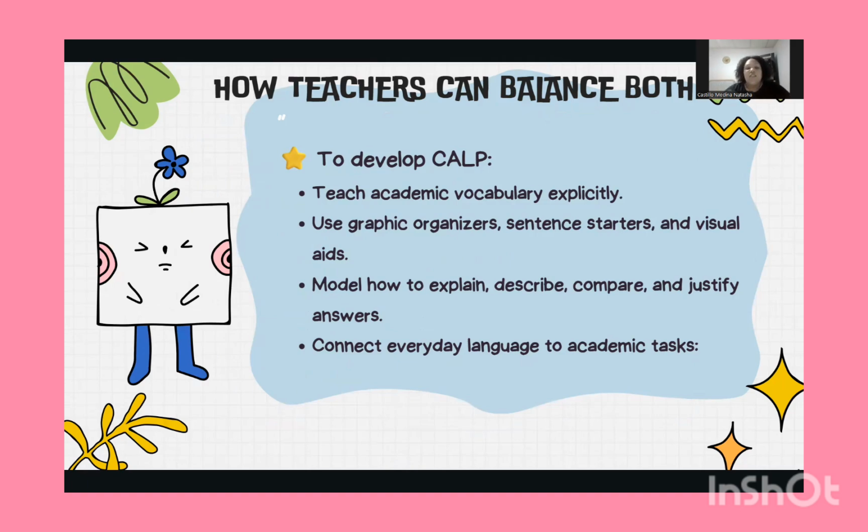Okay, now how teachers can balance both, in this case, is to develop CALP. We can teach academic vocabulary in an explicit way. We can use organizers like mind maps, brainstorming, or maps, and sentence starters and visual aids. Model how to explain, describe, compare, and justify answers, and help to connect everyday language to academic tasks.